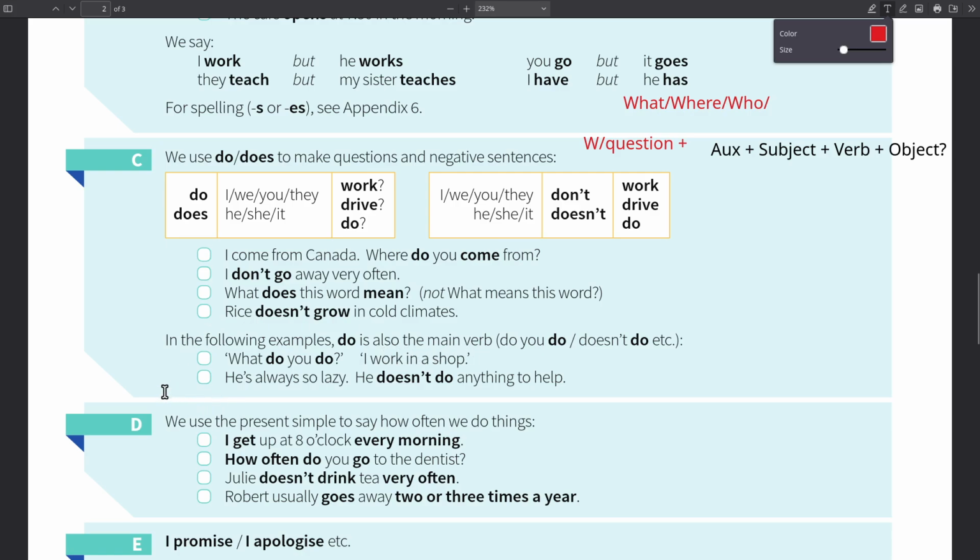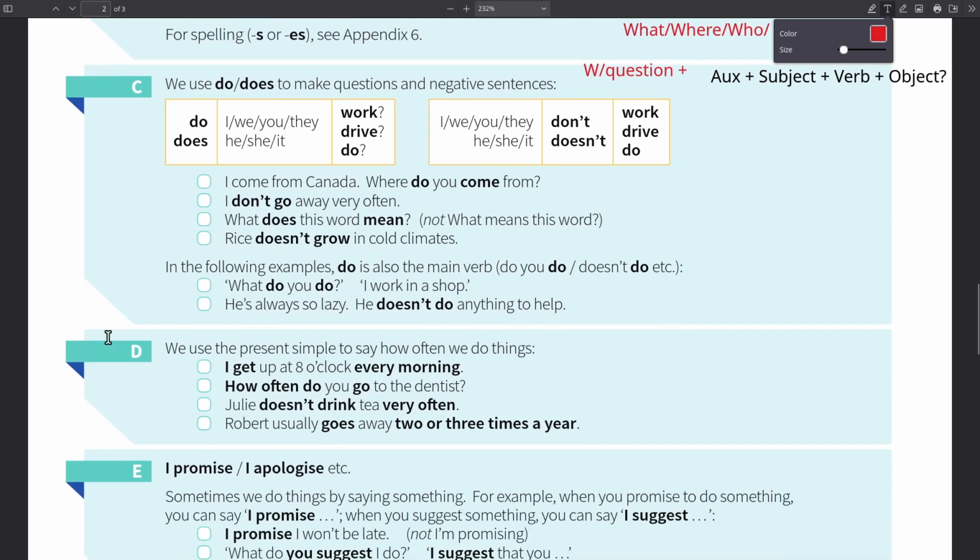The next example is, he's always so lazy. He doesn't do anything to help. In this example, doesn't is an auxiliary, and do is the main verb. In this case, he doesn't do anything to help.